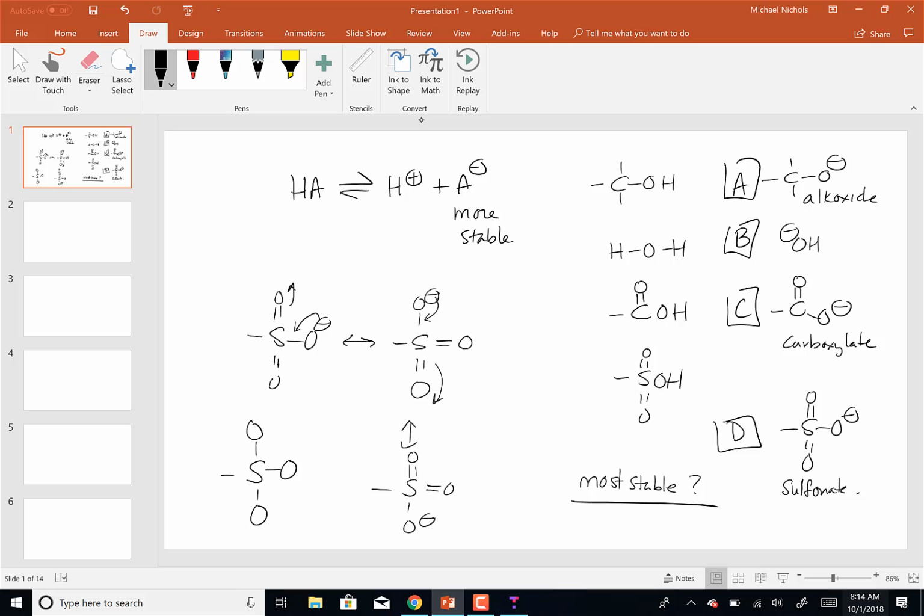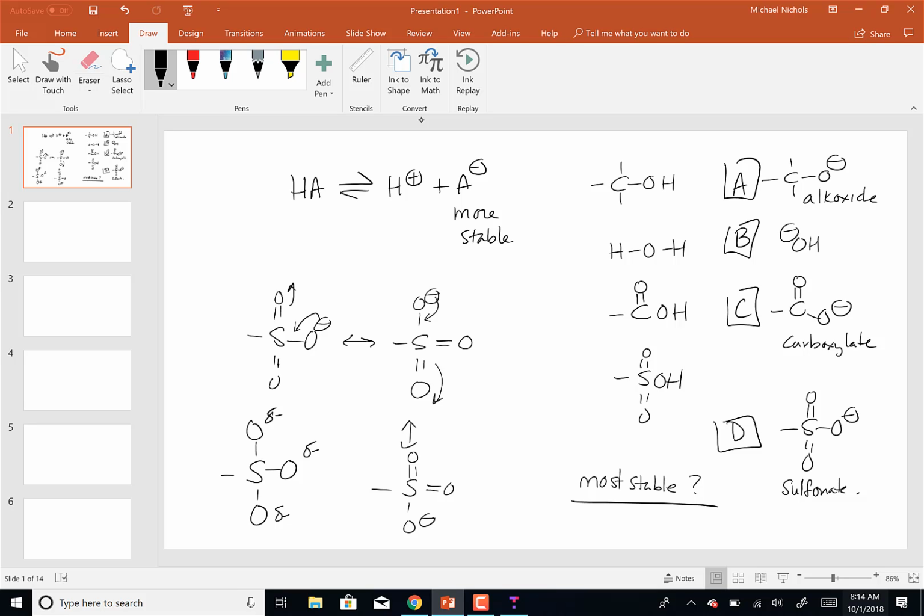Partial negative, a delta minus. You could say, well, how about minus a third? I don't care about the exact number. I care about the fact that it's between 0 and minus 1. So each one of those oxygens has a delta minus.